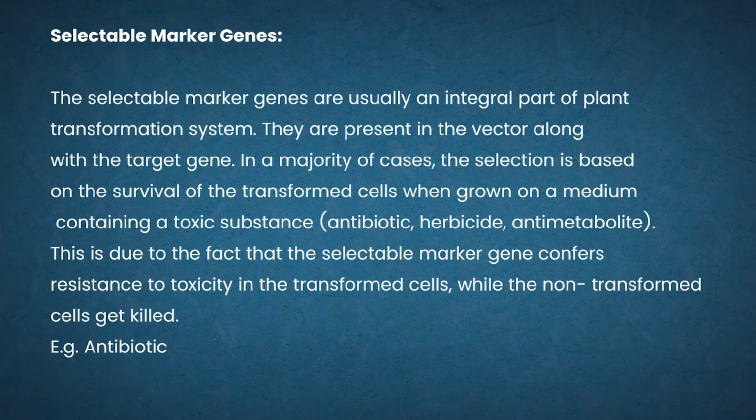An example of this is the antibiotic resistance gene, where the antibiotic resistance gene along with the vector is transformed into the cell, and the bacteria are grown in the presence of that particular antibiotic. So, the transformed cells which have integrated this antibiotic resistance gene will only be able to survive, as compared to the other cells which do not have this antibiotic resistance gene. So, this is one example of a selectable marker gene.